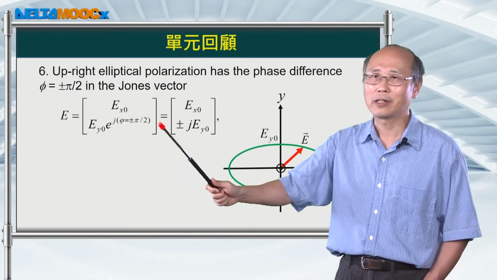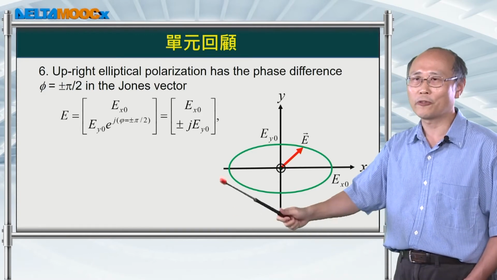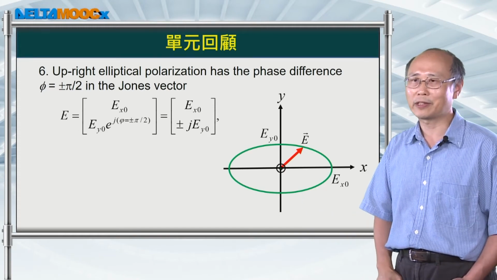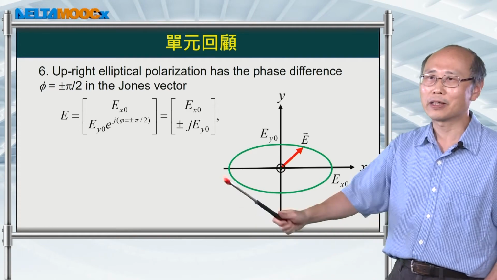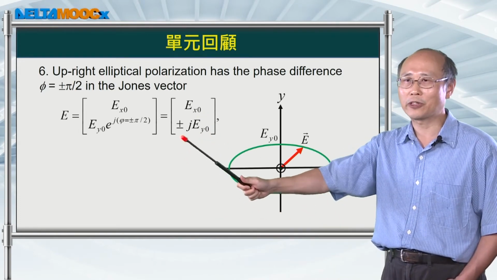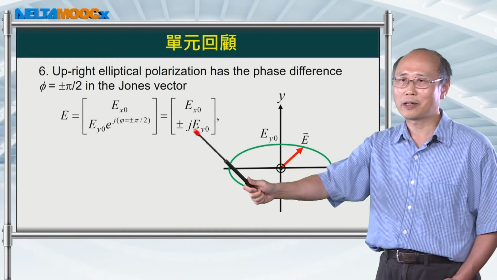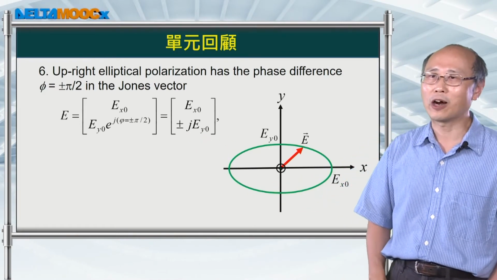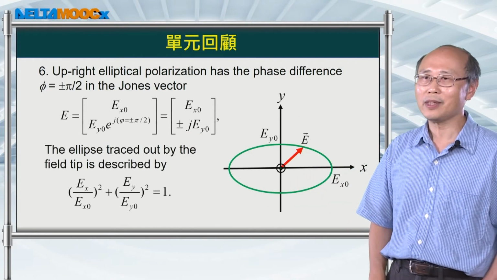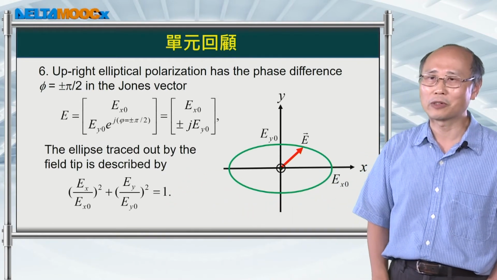And now, if you allow this phase difference to be plus minus 90 degrees, then we also found that the tip of this electric field will trace out an upright ellipse on the xy plane if this E_x0 and E_y0 are different. And the Jones vector expression is shown here, and just take note that in front of this E_y0, the amplitude of the y component electric field, will have plus minus j before it. And the ellipse is described by this elliptical solution.